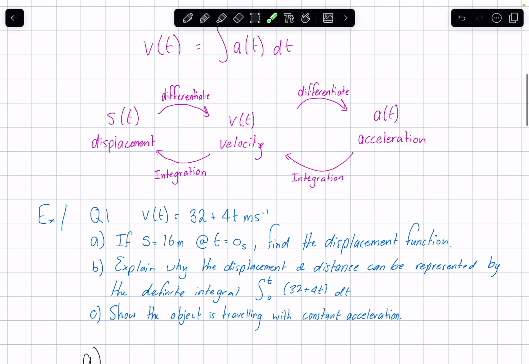So I've got v of t equals 32 plus 4t meters per second. Part A, if the displacement equals 16 at t equals 0, find the displacement function. Part B, explain why the displacement and distance can both be represented by the definite integral 0 to t1 of 32 plus 4t dt. Show the object is traveling with constant acceleration.